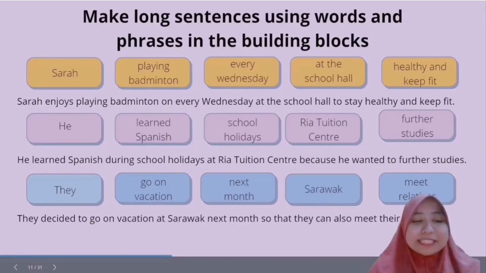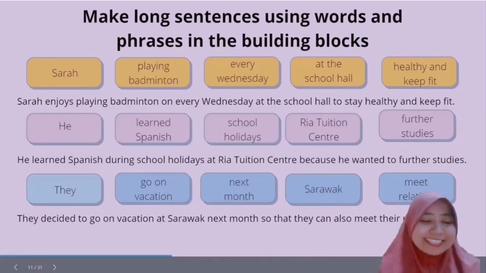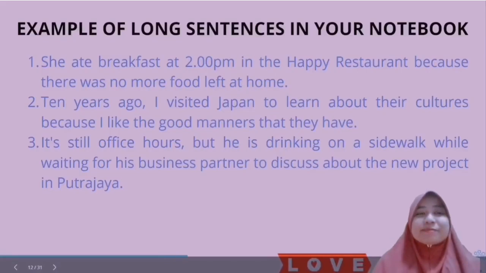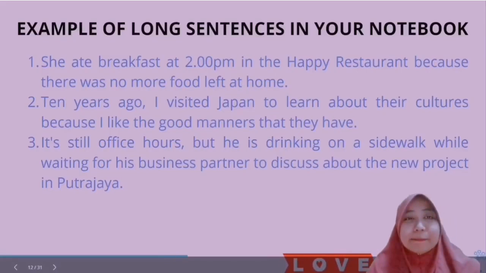When you complete these 4 steps, you will have a notebook filled with long sentences that you personally wrote about various topics in English. Doesn't that sound good? Here are other examples of long sentences that you may have in your notebook.